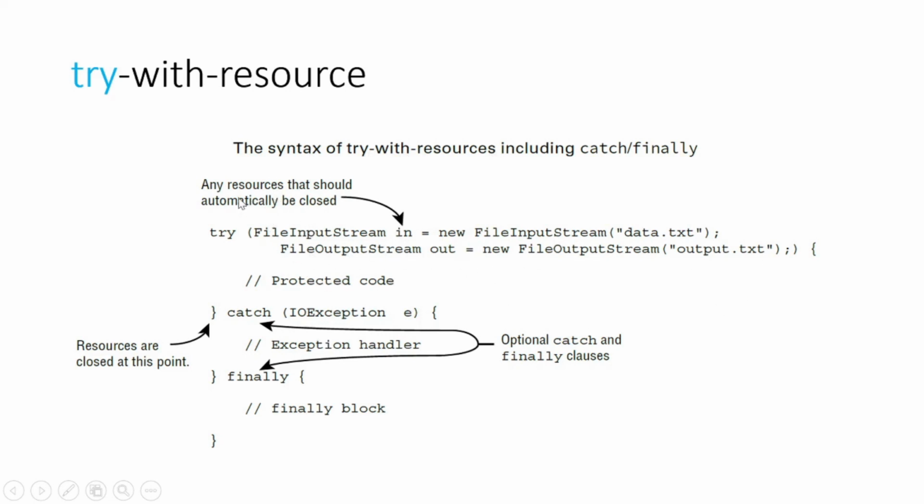Any resources that should be automatically closed are put in here. Then the protected code. Resources are closed at this point, at the end of the try block. Then the catch block, optionally catch and finally clause. So these catch and finally are optional. So you can write a single try as well. Okay.